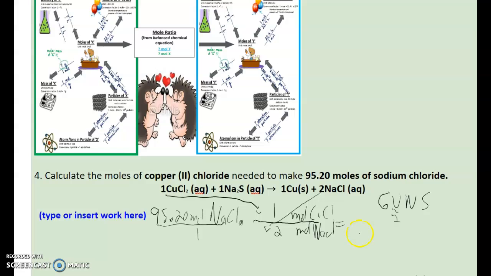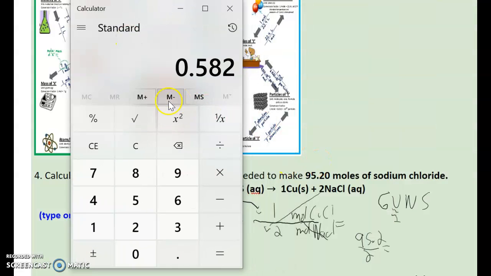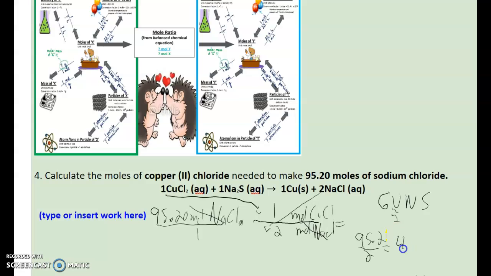So, 95.2, ooh, I have to cancel my units. 95.2 times 1 is 95.2. 2 times 1 is 2. What does that equal? I don't know. Let me get my calculator up. Here we go. 95.2 divided by 2 equals 47.6. So 47.6 of what? Here's my unit I didn't cross out. Mole CuCl.